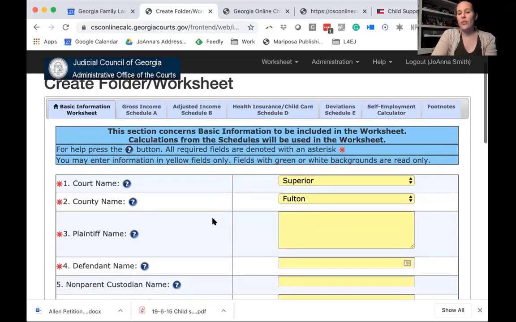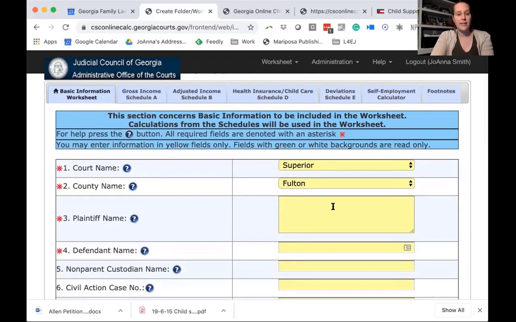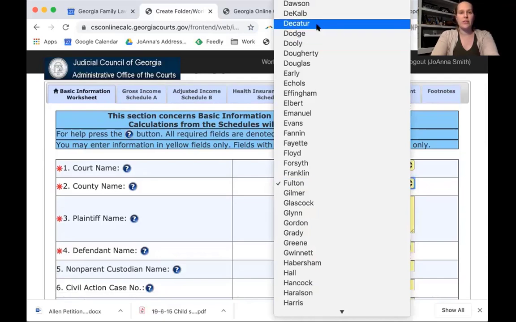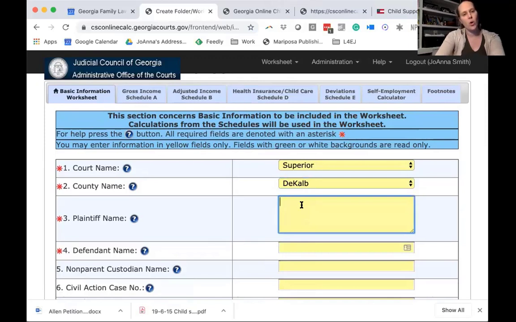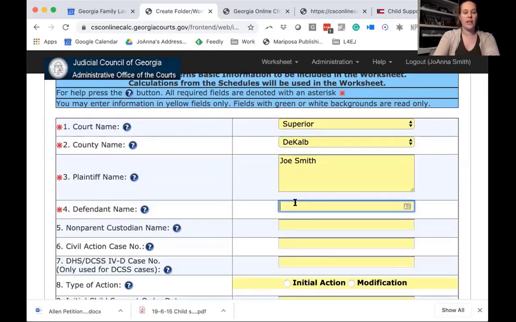So I'm just going to go through and fill out one as if we have a case, okay? We'll say that the case is in DeKalb because you guys are going to be primarily in DeKalb. You guys are always going to have superior court, even in TPO court; while it's a magistrate judge, those are technically superior court cases. So our plaintiff is going to be Joe Smith. I don't actually have a relative named Joe Smith, if you can believe it, and the defendant's name is going to be Jan Smith.